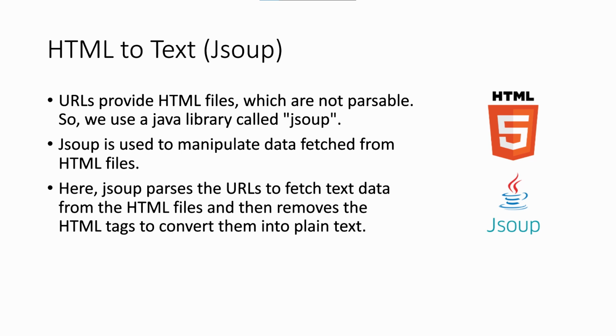Okay, so now we have the feature HTML to text conversion. Since HTML files from URLs can't be passed directly, we used a Java library called JSON. Basically, JSON is used to manipulate the data fetched from parsing the HTML files. Now let us see its code implementation to understand a bit more about how JSON works.